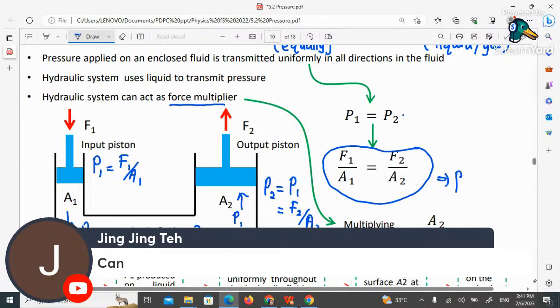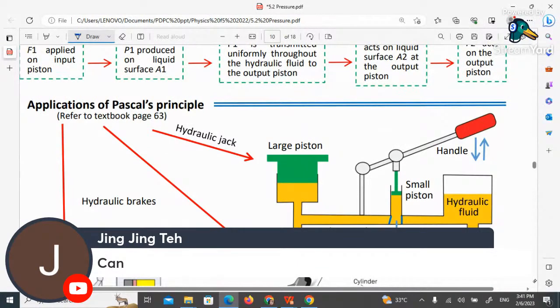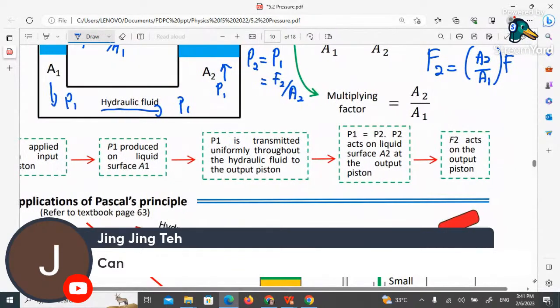From here we get F2 equals A2 over A1 multiply F1. Okay, so we can see from here A2 over A1 is the multiplying factor. Nah, itu ialah formula untuk Pascal principle. Okay, you can read through yang bawah tu.